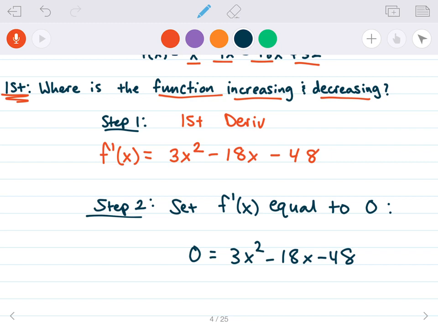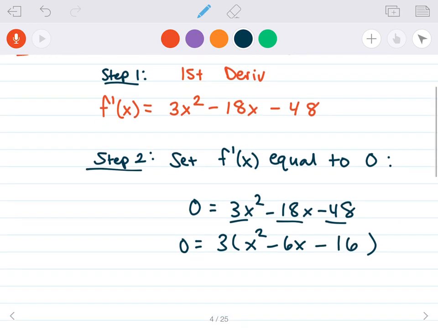What I'm going to do at this point is I notice that all of these terms can be divided by 3. So I'm going to first factor a 3 out of all 3 of these. If I divide each of these by 3, I get x squared minus 6x. Now 48 divided by 3 is just going to be 16, so this becomes minus 16. All right, now I'm in a good position to factor this trinomial. So let's do that.